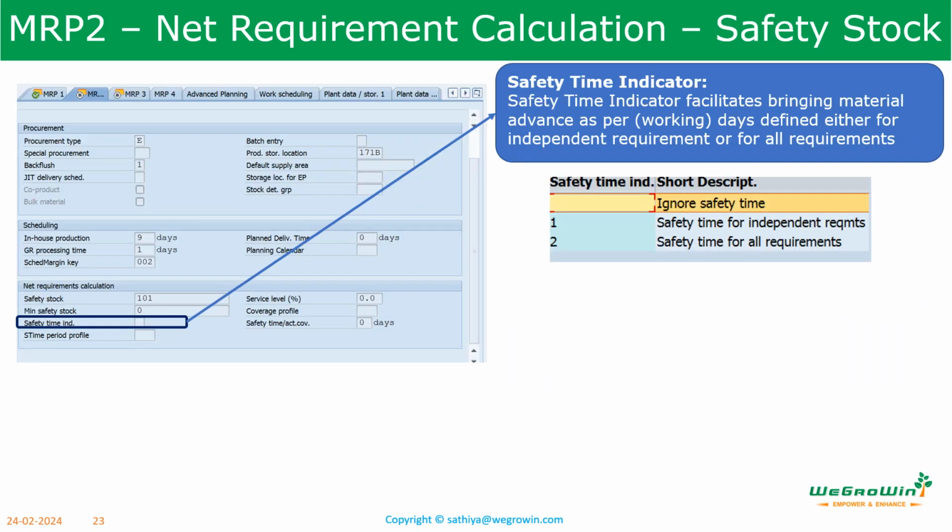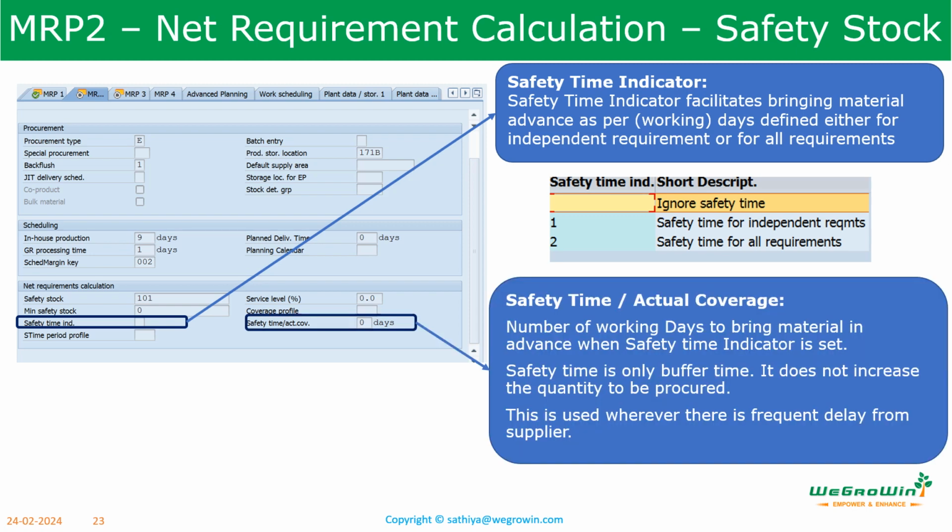And then the safety time indicator. This means that if you want to bring some materials, instead of keeping safety stock, I want to buy the material in advance. If you want to have it like that, we can use the safety time indicator. So here there are three options. Either we don't follow any safety time, or we use it only for independent requirements, or we can use it for all requirements. Once we trigger this, we have to define the number of days. This is defined here. That is, how much coverage the safety stock should be in advance can be covered in this field.